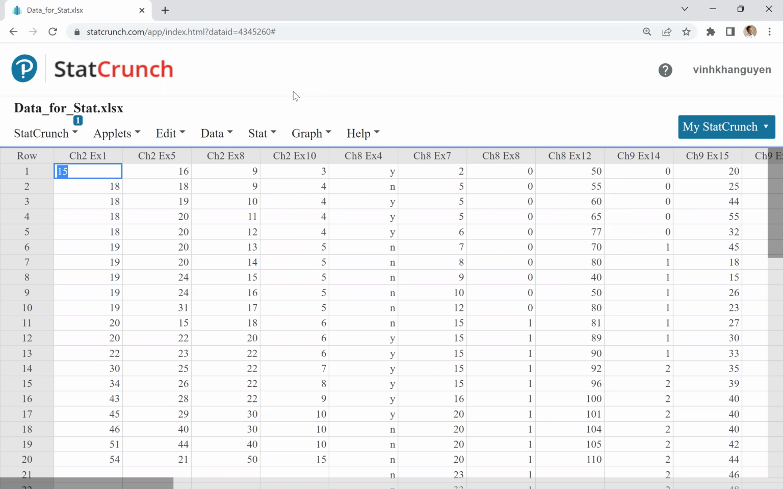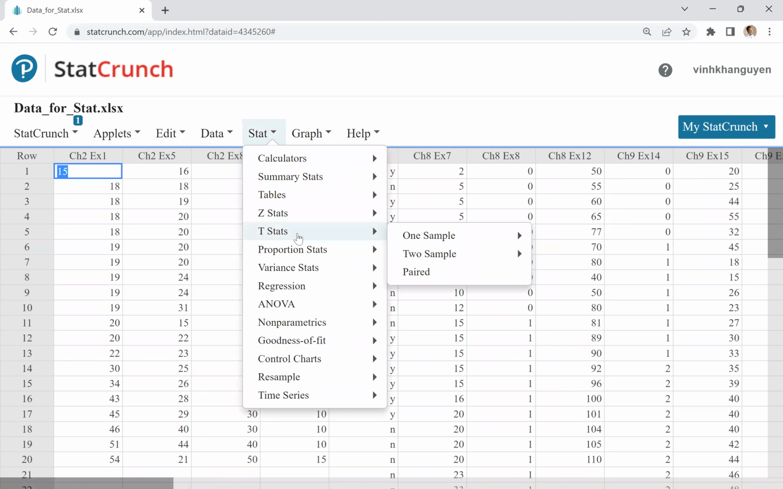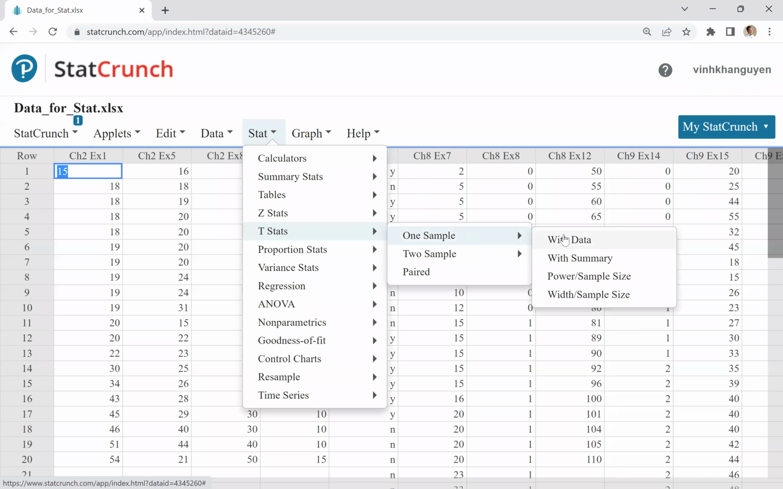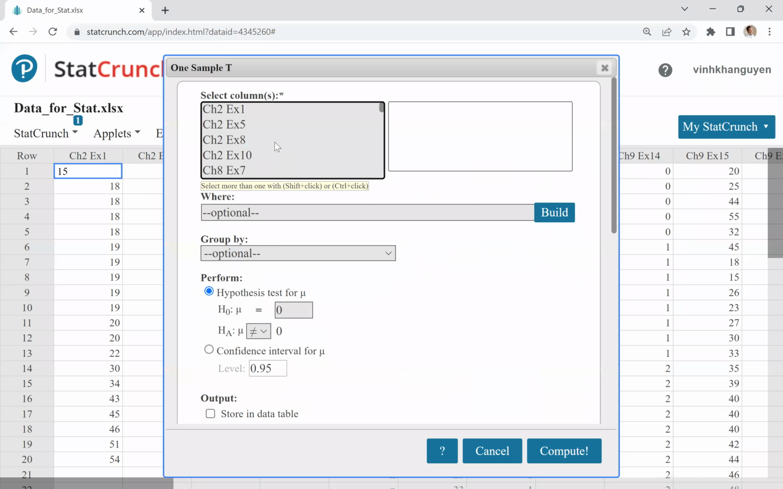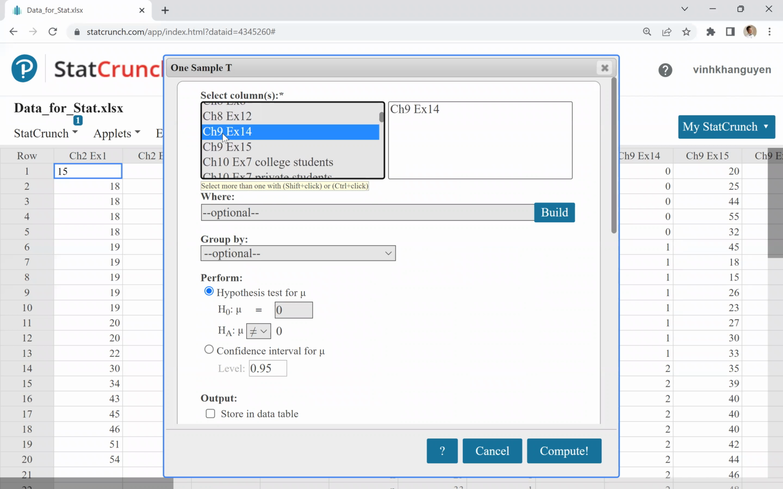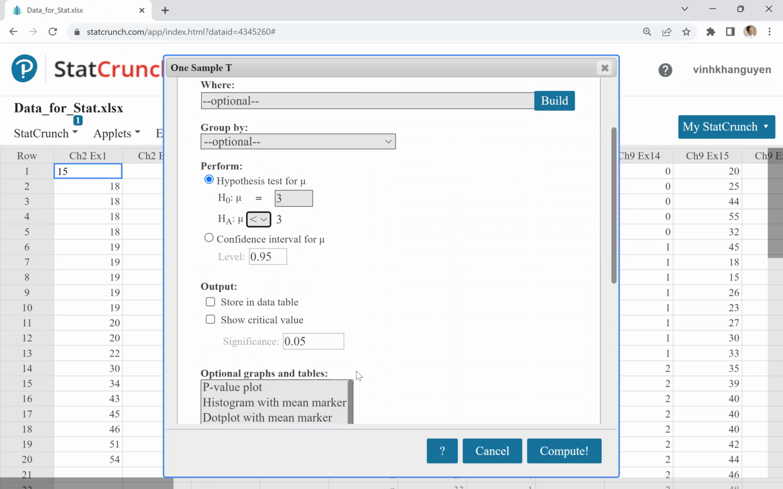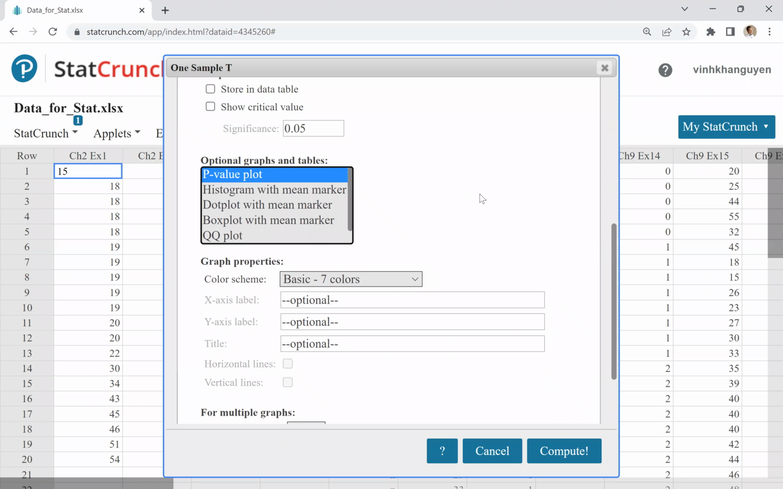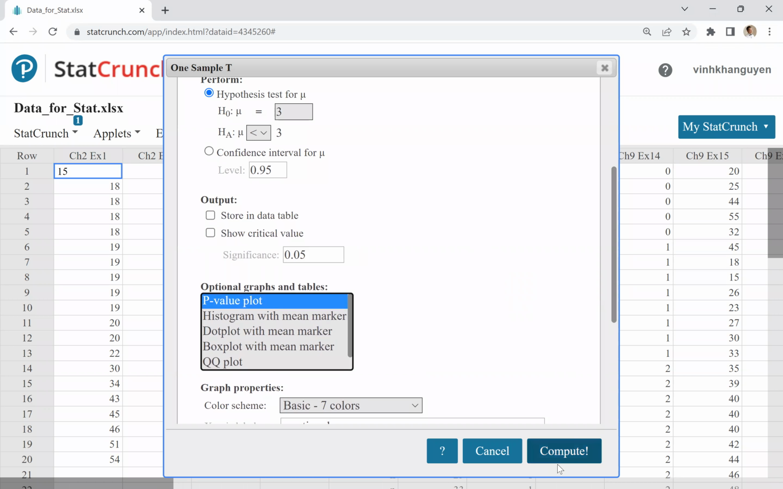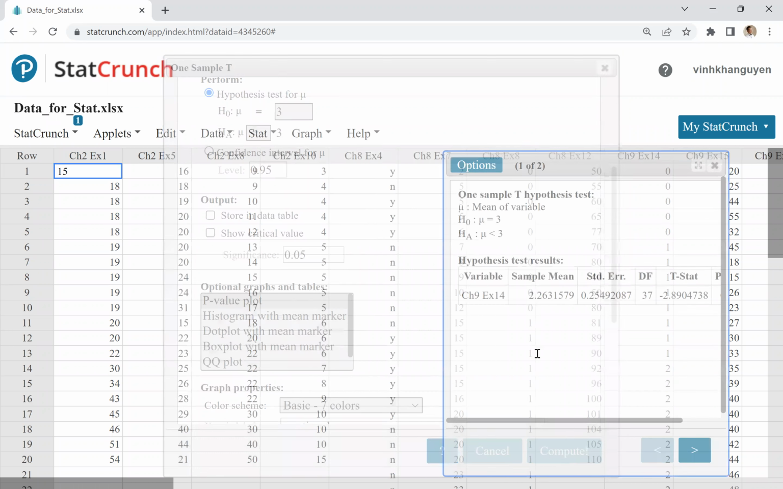In exercise 14, we have data. So when we have raw data, we go to Stat, T Stat, One Sample. What data? And we're gonna pick the correct data. So that is chapter 9, exercise 14. In the hypothesis, we have mu equal to 3, and the alternative hypothesis is less than 3. We can do a value plot right here. That's an optional graph. And 1, 2, 3, hit compute, and ta-da!